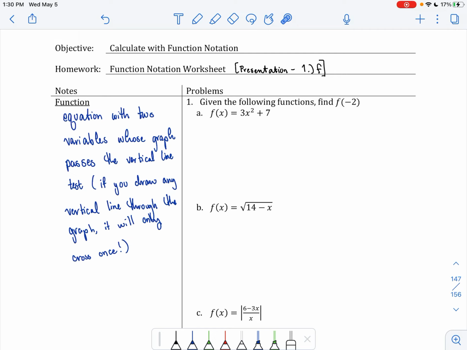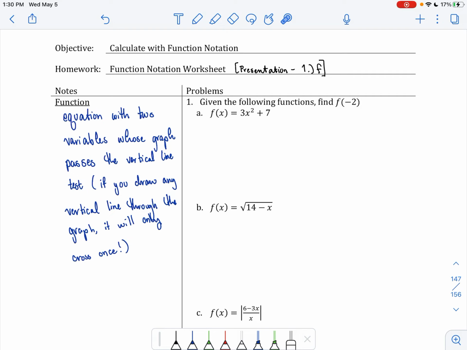So you've got a worksheet for today, and as a reminder, I've got the definition of function over here just to help us remember. It's an equation with two variables whose graph passes the vertical line test. The idea is that if you can draw any vertical line through the graph, it'll only cross once. Now, one of the major ways to use function notation is to deal with equations like this.